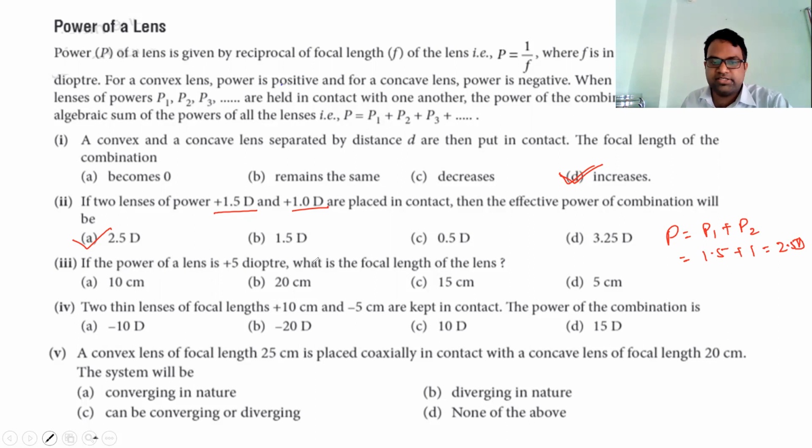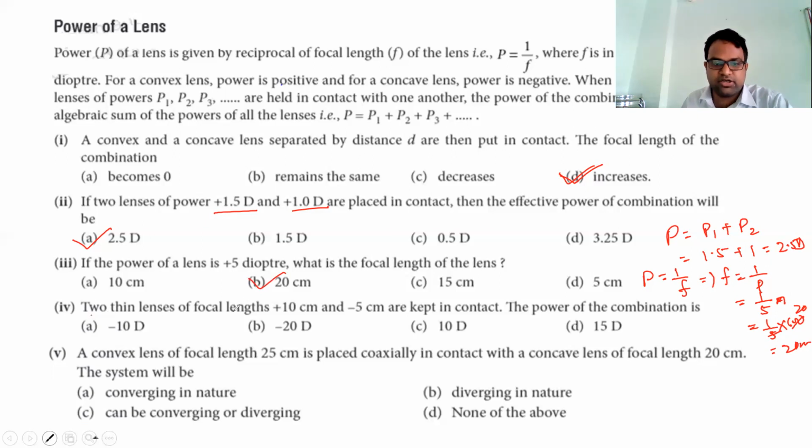If the power of the lens is 5 diopter, what is the focal length? Very easy. The relation between power and focal length is P is equal to 1 by F. Here power is given, focal length is asked. So F will be equal to 1 by P, that is 1 by 5 meter basically. Now the options are given in centimeters. So 1 by 5 into 100, so you will get 20 centimeters. Option B.